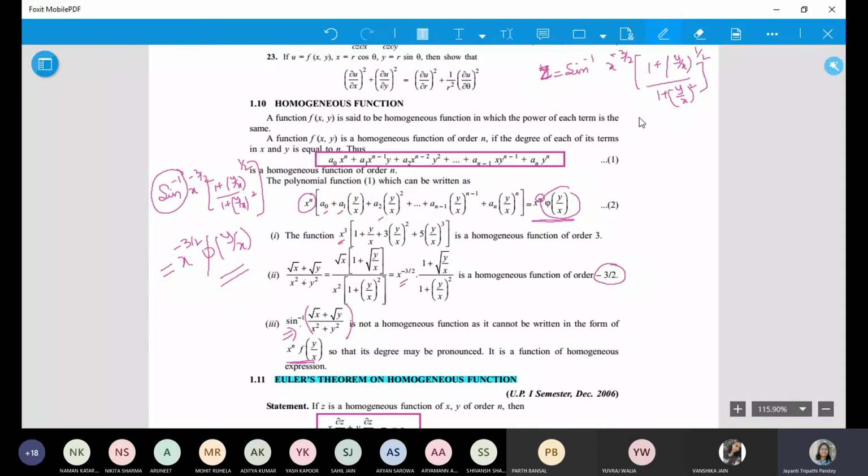Then if you have to write it, it is sine z is equal to x to the power minus 3 by 2 phi y by x. Then you use some substitution and take sine z as u. Now u is homogeneous. Do you realize the difference?